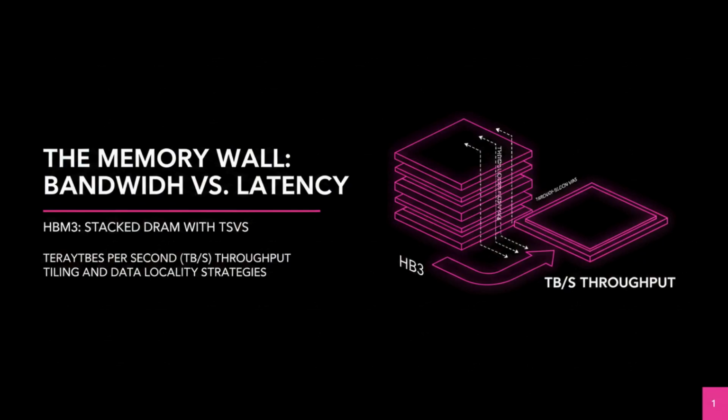In all manycore and accelerator systems, the biggest bottleneck isn't the compute, it's the data movement. We call this the memory wall. To combat this, modern accelerators utilize HBM3, or high bandwidth memory, which stacks DRAM layers vertically on the package using through-silicon vias. This provides terabytes per second of bandwidth. As architects, we must optimize for data locality. If your kernel is memory-bound, no amount of extra cores will help. We must use techniques like tiling and double buffering to ensure that data is available exactly when the compute units need it.